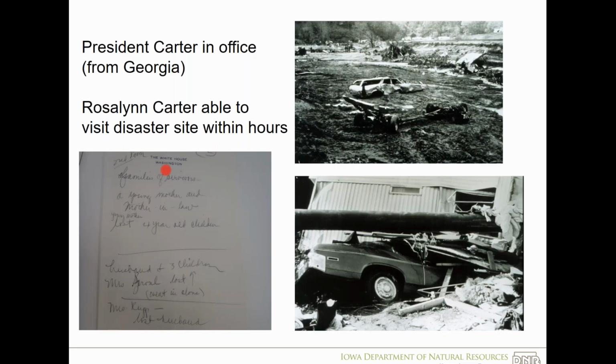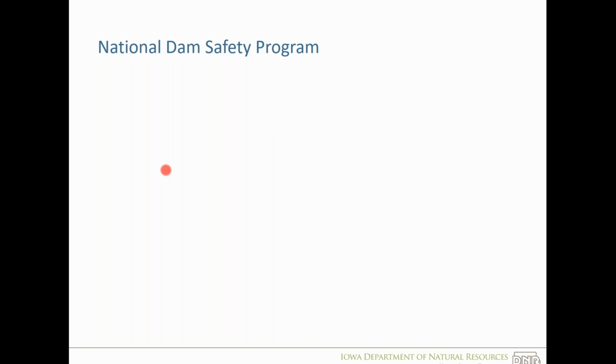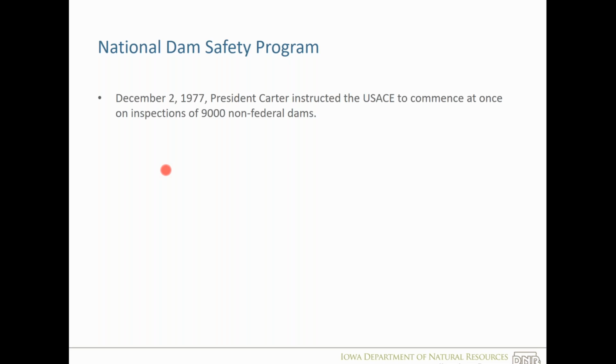But what made this dam especially relevant as well is that, as you'll recall, President Carter was in office and he's from Georgia. And the First Lady Rosalynn was able to be at the disaster site within hours, the next day. So she personally toured the devastation. And I think this is even some of her notes that are in the archives. So obviously now we had presidential direct interest in a dam failure on their watch. And so now President Carter's saying, hey, enough's enough. We've got to do something to prevent this in the future.